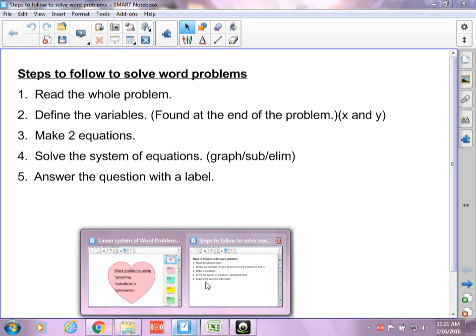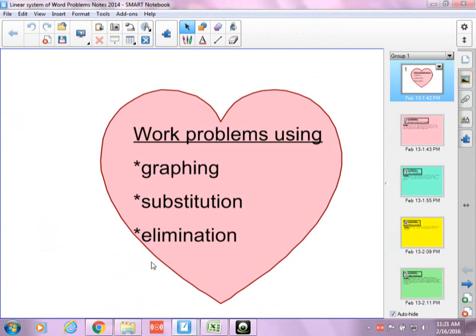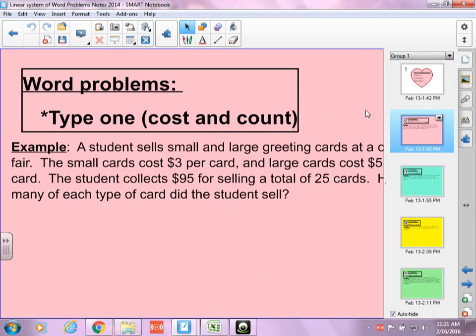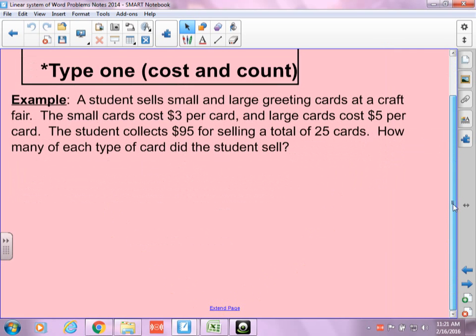We're going to use x and y for our variables. We're going to solve the system of equations, generally graphing, substitution, or elimination. And then we're going to answer the question with the label, right? So let's take a look at our notes. We're going to do problem number 1 today, and it's cost and count.